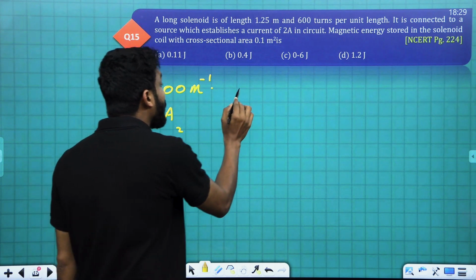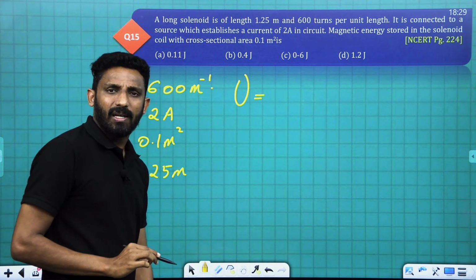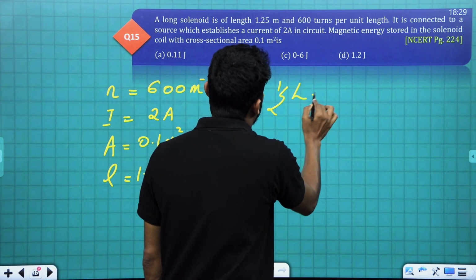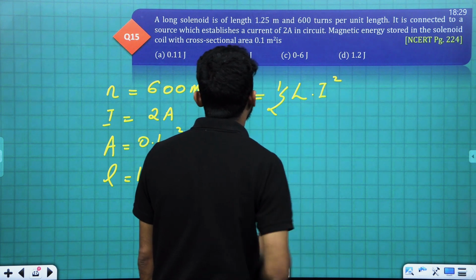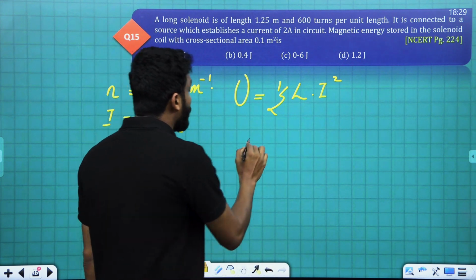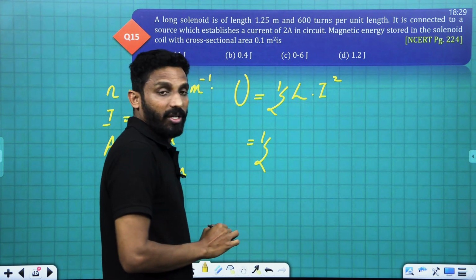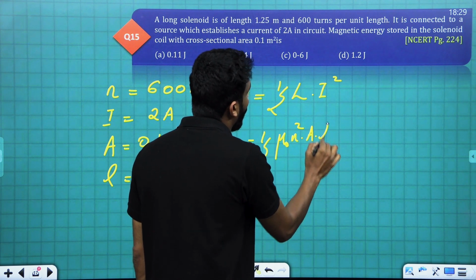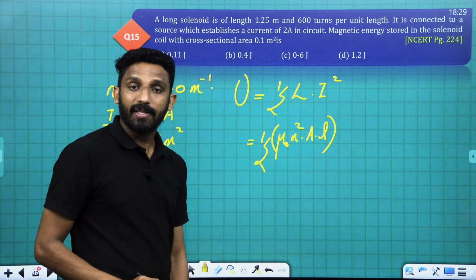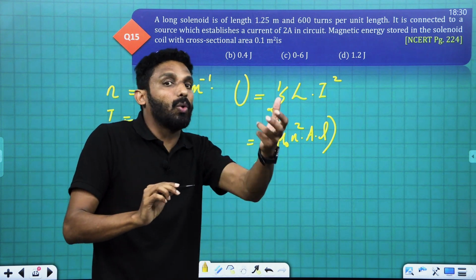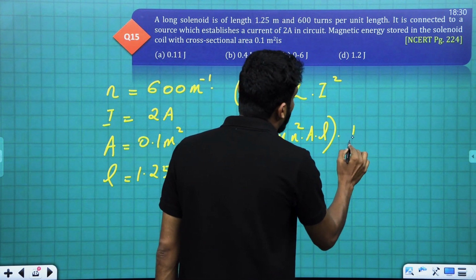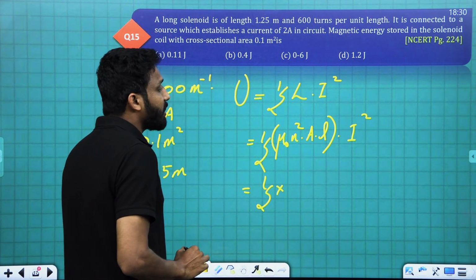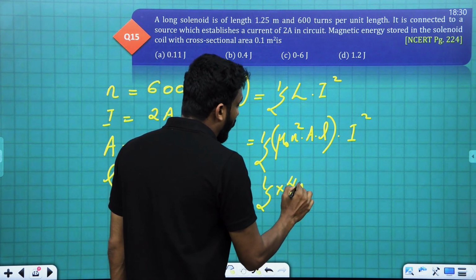The magnetic energy stored by the solenoid is U equal to half into L i square, half into self-inductance L into current square. And the self-inductance value of a solenoid is mu 0 N square, then cross-sectional area, then length. You studied it. Mu 0 N square, then area into length of the solenoid into current square. This is equal to half into, putting the values. What is mu 0? Mu 0 is 4 pi into 10 power minus 7.